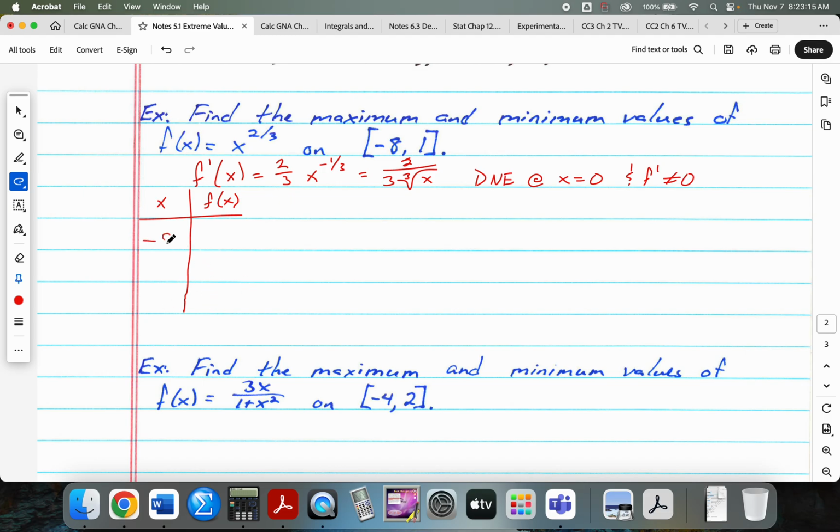So they could occur at -8 or 1, or it could occur at 0. So -8, see, -8 to the negative 1/3 is -2. Excuse me, it's -1/2, because it's in the, wait, back up to here. I just did what I told you not to do, didn't I?